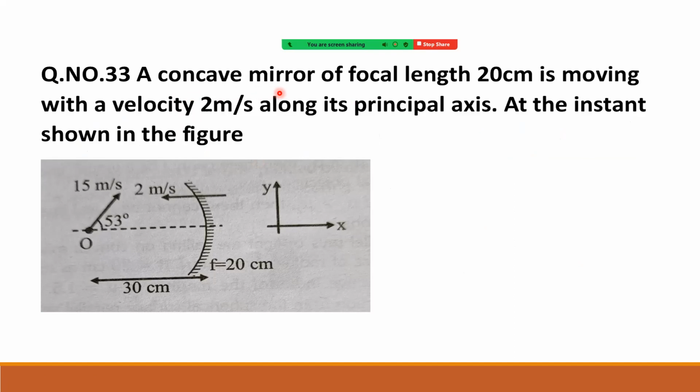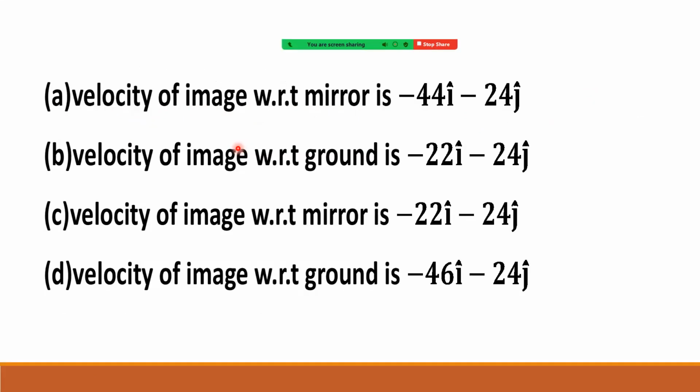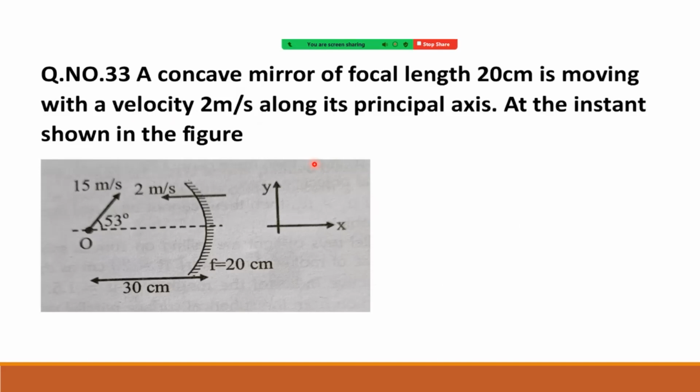A concave mirror of focal length 20 centimeter is moving with a velocity 2 meter per second along its principal axis. At the instant shown in the figure, we have to find the velocity of image with respect to mirror and with respect to ground. Okay, let us see how to solve it.